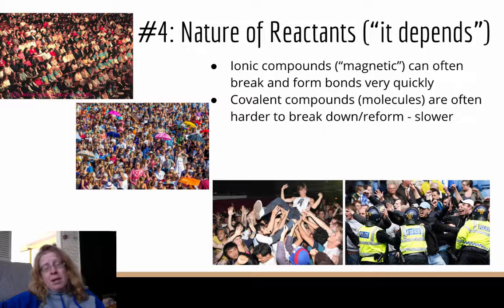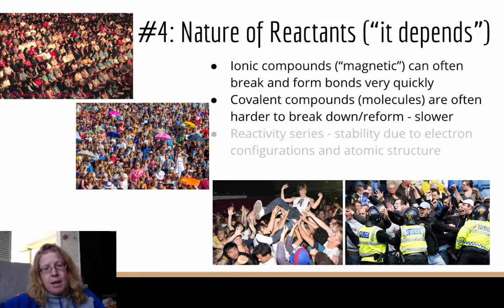Molecules are stable. They've got a sharing arrangement. They're much more reluctant to break the bonds that were there and then form new bonds. They tend to be more complex that way. So reactions between covalent compounds, just in general, tend to be slower than reactions between ionic compounds.